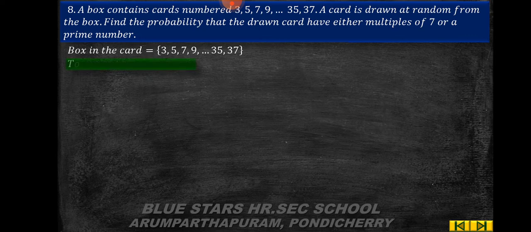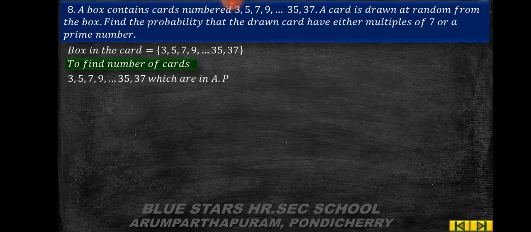So the cards in the box are 3, 5, 7, 9, etc. up to 37. To find the number of cards, note they are in arithmetic progression. So a is equal to 3 and the last number is equal to 37. We know d is equal to t2 minus t1, so 5 minus 3, which implies d is equal to 2.